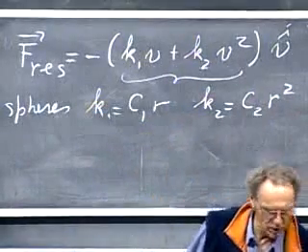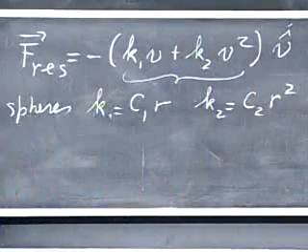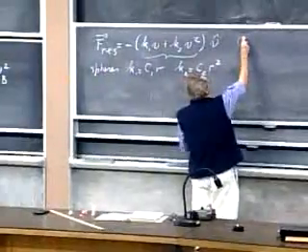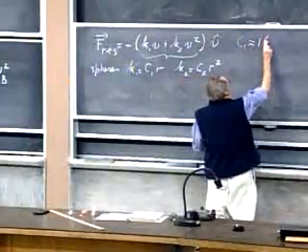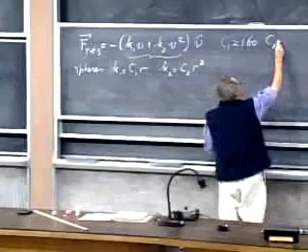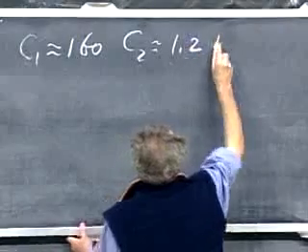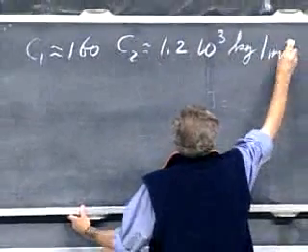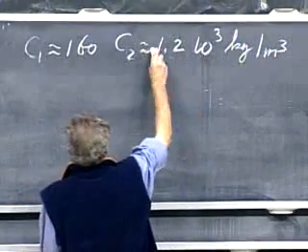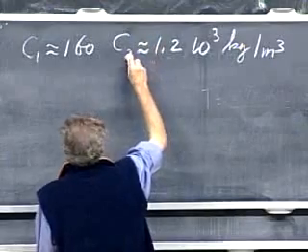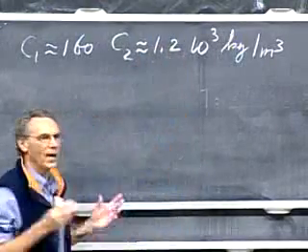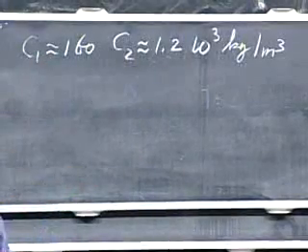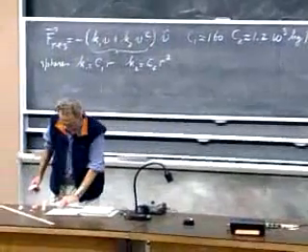And we did some experiments with corn syrup. And this was a syrup for which c1 was approximately 160, and c2 was about 1.2 × 10 to the third kilograms per cubic meter. I always remember the units of this, because that's always density. In fact, it's always a little smaller than the actual density of the syrup itself. This is a more complicated unit, but you can figure that one out for yourself.